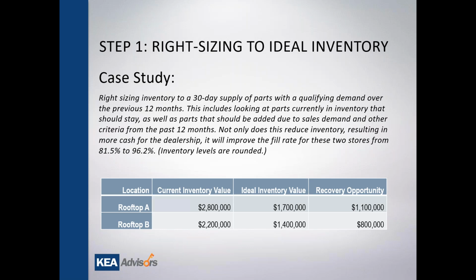So on the ideal inventory value, the 1.7 and 1.4, that includes both the parts that we don't need because there are too many of them or they shouldn't be there, and adding back in parts that we should have that aren't there right now. Shortage and excess, as well as parts to add, so it's a net number. Yep, it's a net number. Cool.